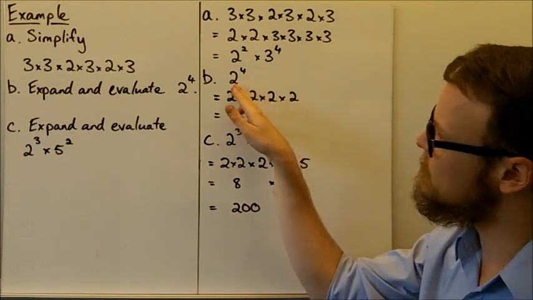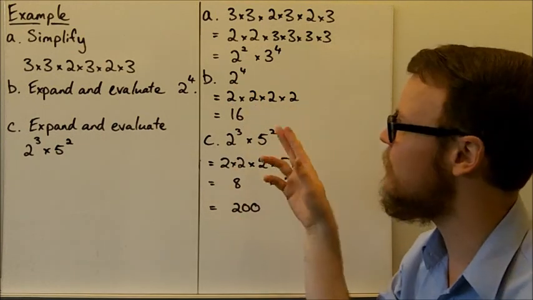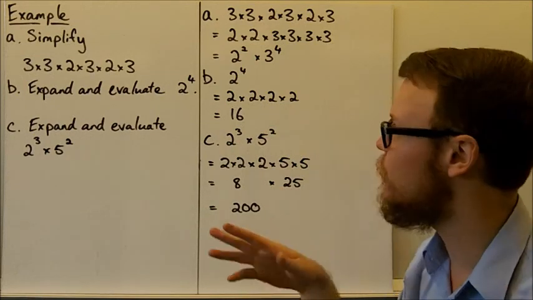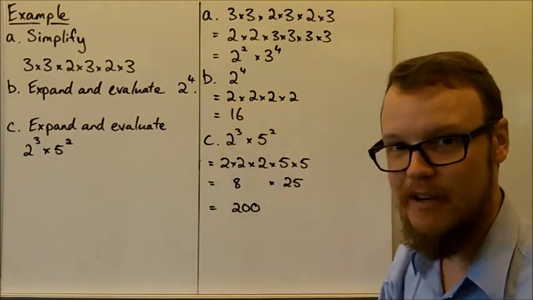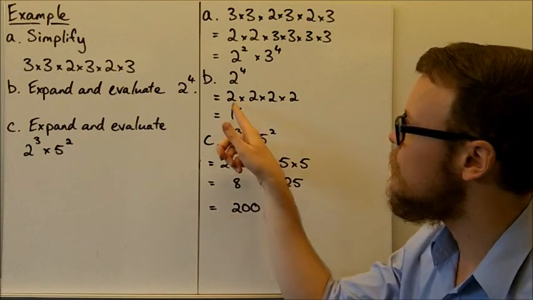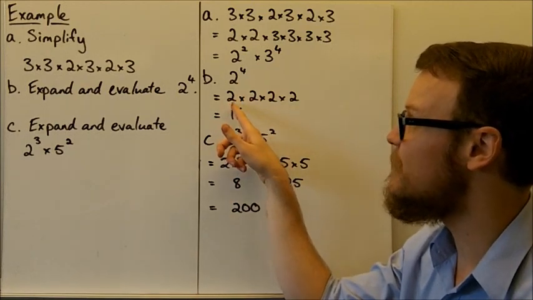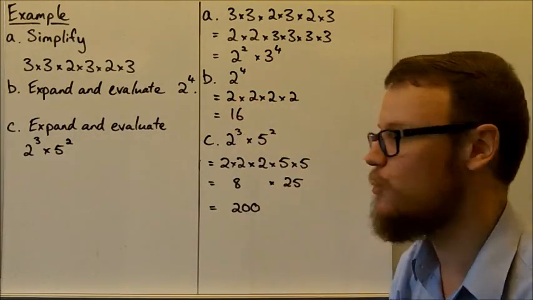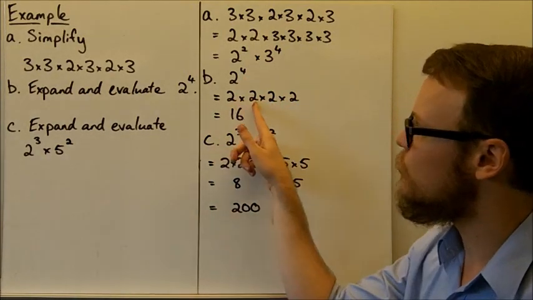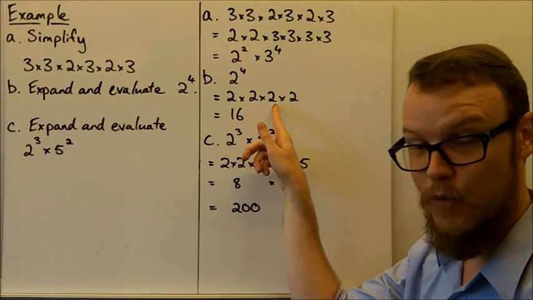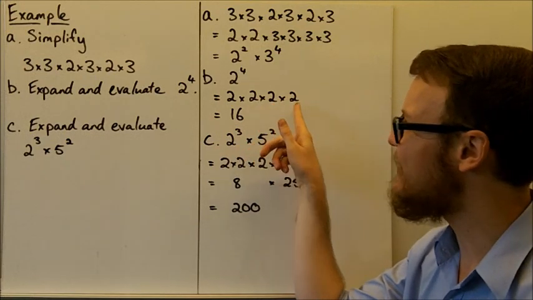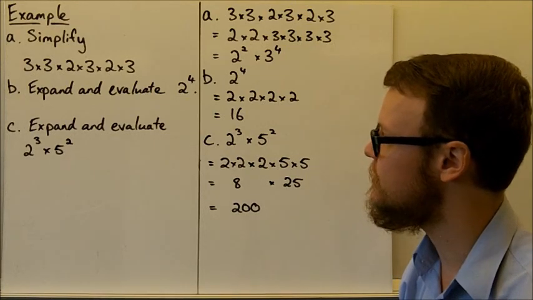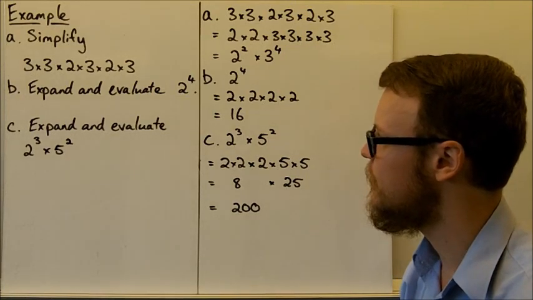If we're looking to expand first and then evaluate, to expand this out we need to convert it from the power notation to our expanded multiplication notation. So here 2 to the power of 4 is the same as 2 times 2 times 2 times 2. I've multiplied it 4 times, there are 4 2's that I'm multiplying. 2 times 2 is 4. 4 times 2 is 8. 8 times 2 is 16. So our evaluation there is 16, the value that we've obtained.